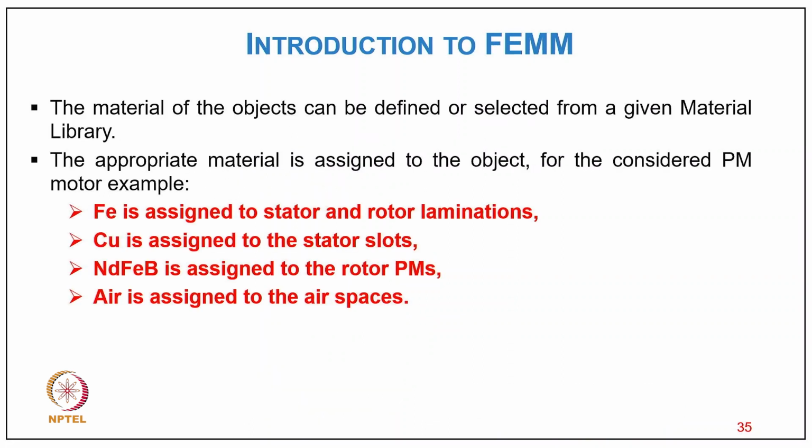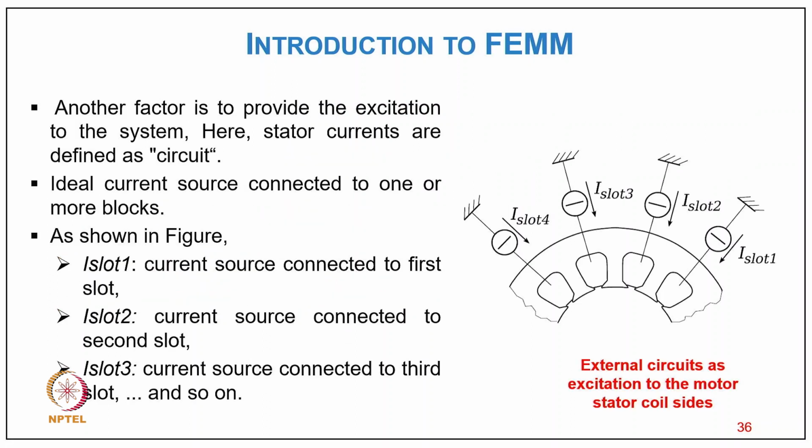The material of the object can be defined or selected from a given material library, and the appropriate material is assigned to the object for the consideration of a PM motor. For example, Fe is assigned to the stator and rotor laminations, Cu is assigned to the stator slot, NdFeB is assigned to the rotor permanent magnet, and air is assigned to the air spaces.